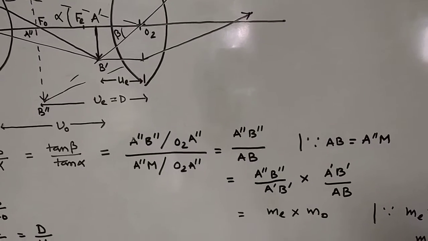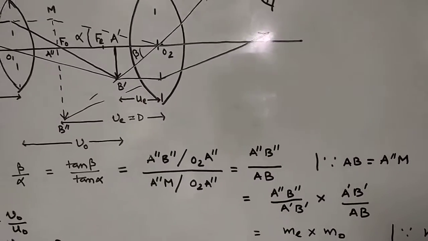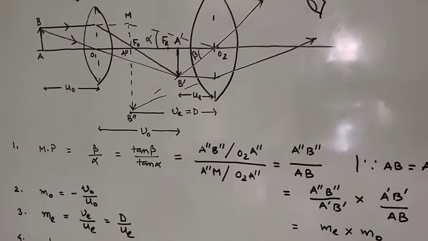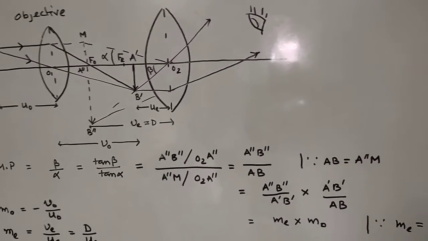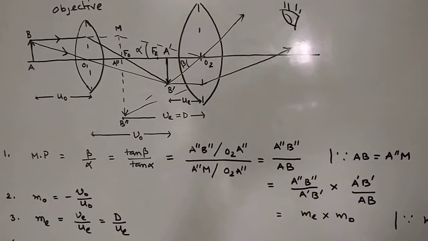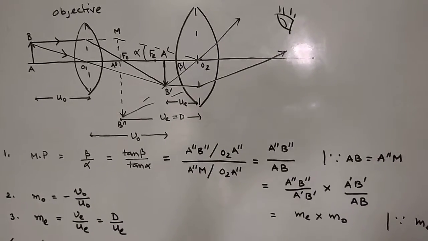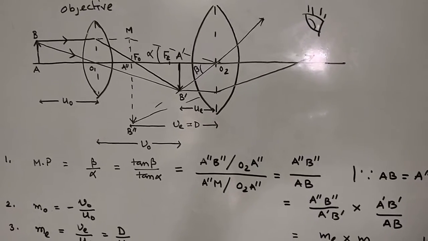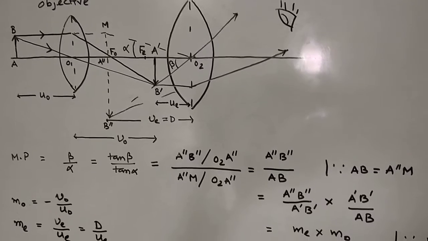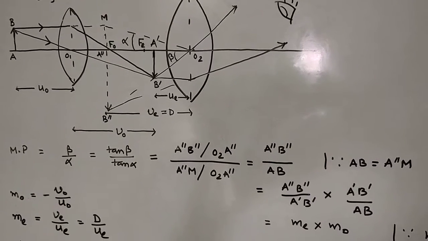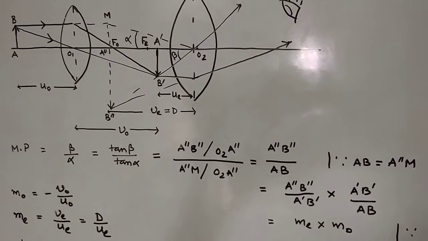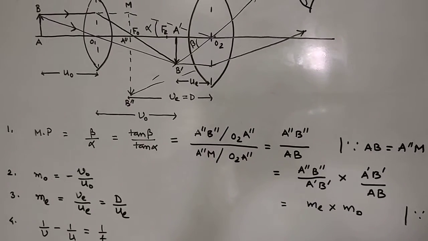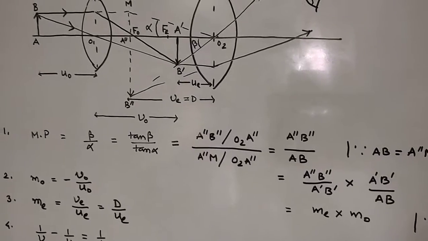So what we will do here, we will simplify by multiplying A'B' in the numerator and denominator. So A''B'' by A'B' gives you the magnification for the eyepiece, as per the definition, because for the eyepiece A''B'' is the image and A'B' is the object. And A'B' by AB gives you the magnification for the objective. So magnifying power is nothing but the product of the magnification for the eyepiece and the magnification for the objective.